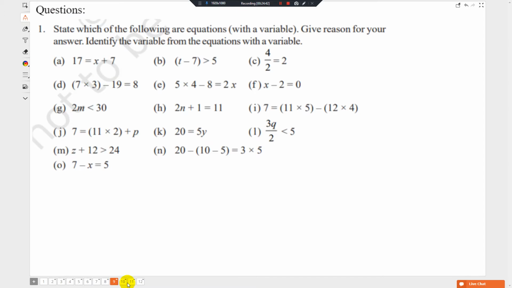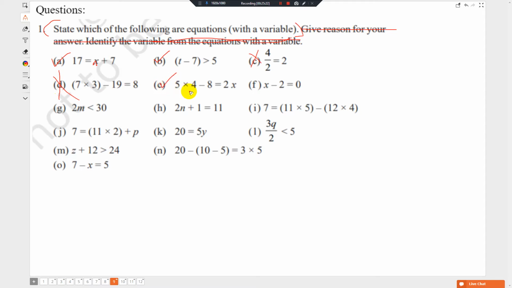Now here we'll get the questions. Okay. State which of the following are equations with a variable. Give reason. Okay, now till here this is the question. Now is this an equation because a variable is there? Yes, that is. Now this? Yes. This? Not at all. This? No.